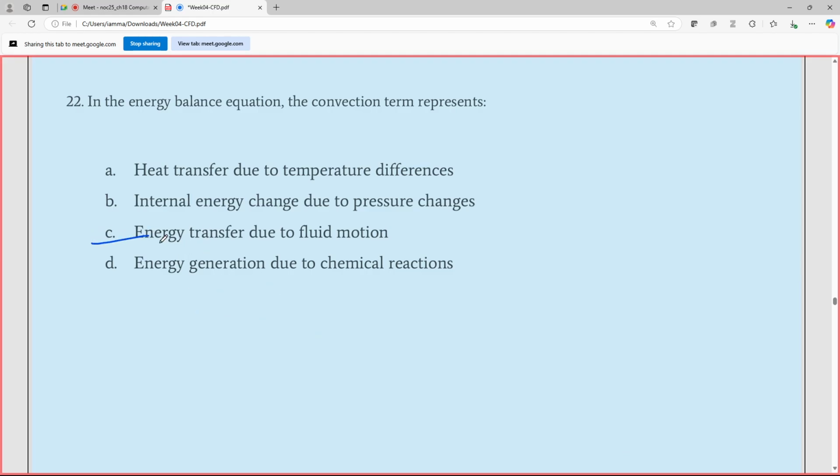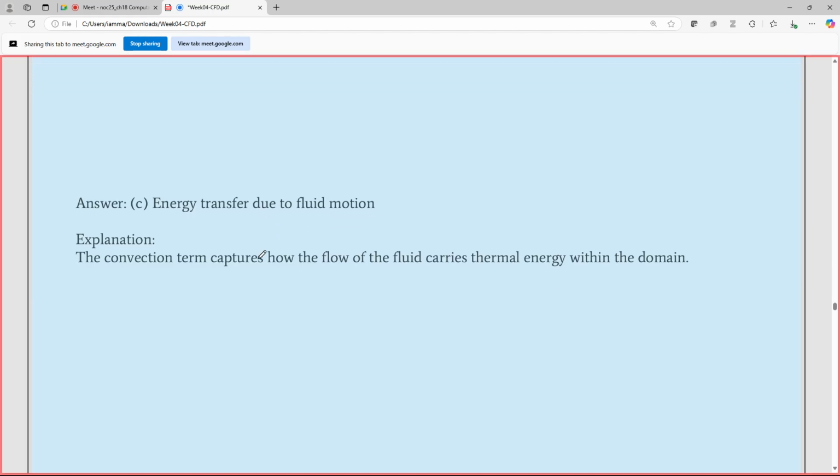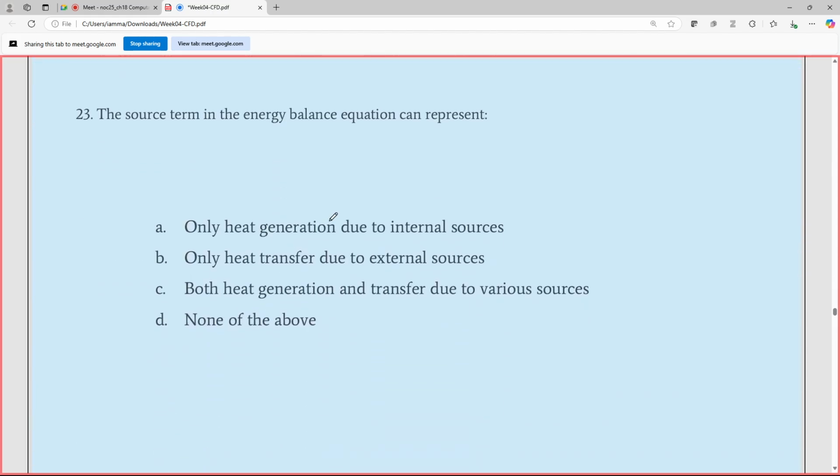The answer is option C, energy transfer due to fluid motion. Next question. The source term in energy balance equation can represent which of the following? Option A, only heat generation due to internal sources. Option B, only heat transfer due to external sources. Option C, both heat generation and transfer due to various sources. Option D, none of the above.